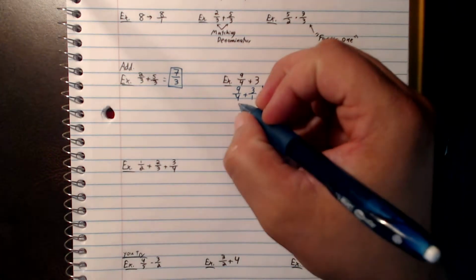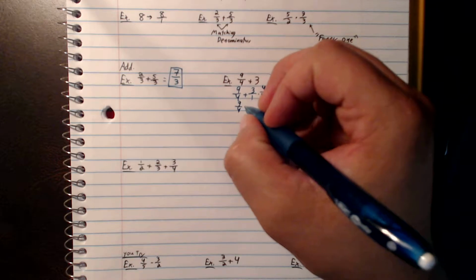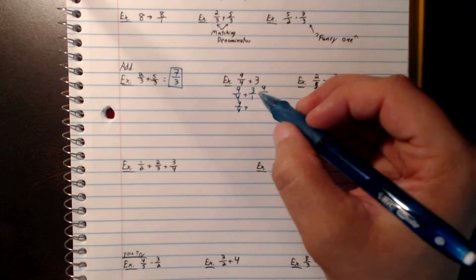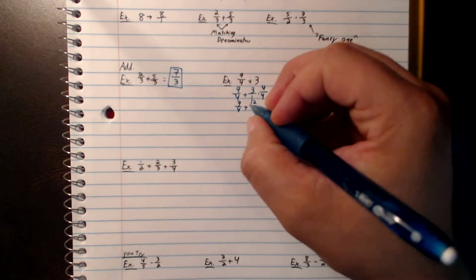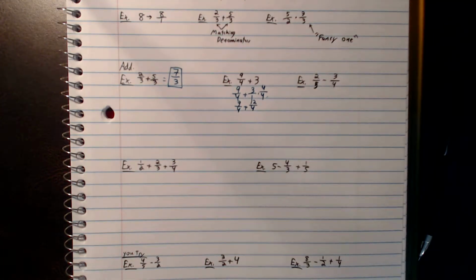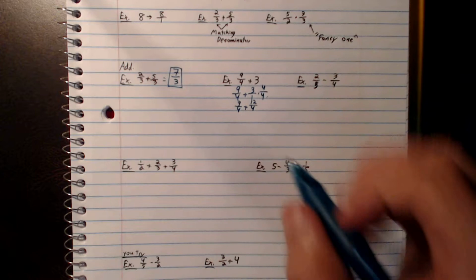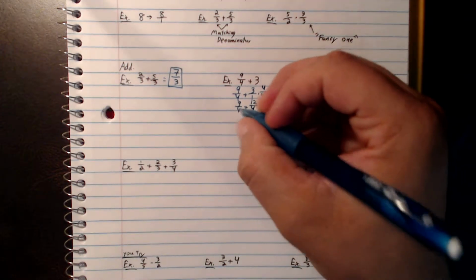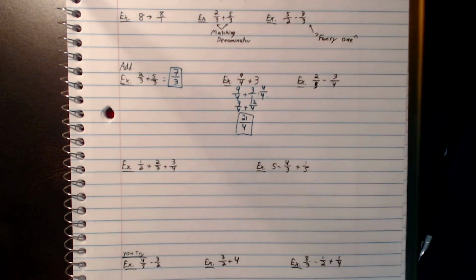So it doesn't affect the 9 over 4 quite yet. But here we have 3 times 4, which gives us 12 over 4. Now we have matching denominators. Now we can add. 9 plus 12, well, that's 21, and our denominator stays as 4.